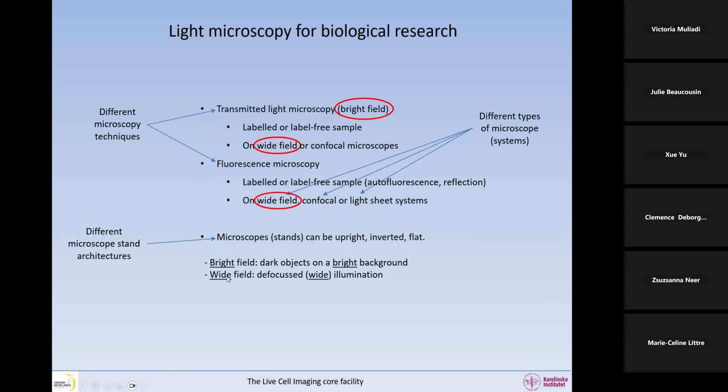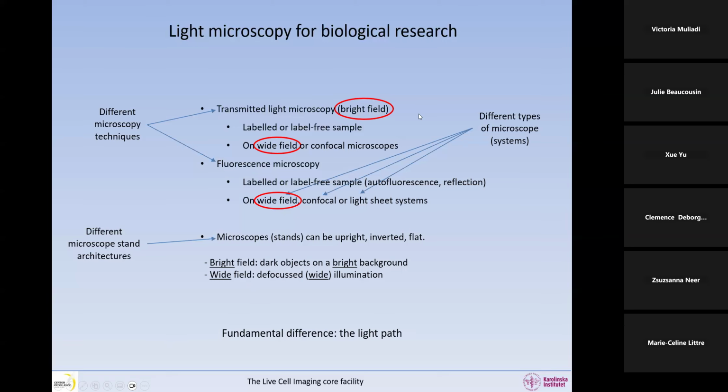On the other hand, something completely different is a type of microscope, and it's called a wide field microscope. And this means that the illumination, the excitation light, is defocused. And this is why it's called wide, because it's not focused. Okay, so these two things have almost the same name, but they're actually very different. This is a type of microscopy technique, and this is a type of system.